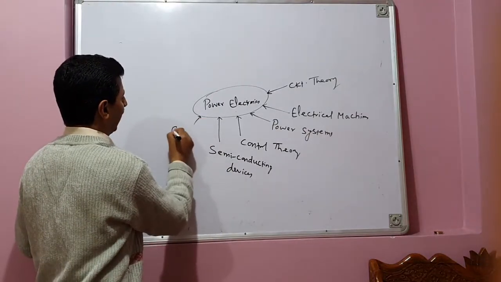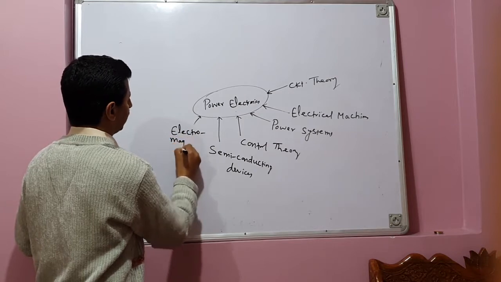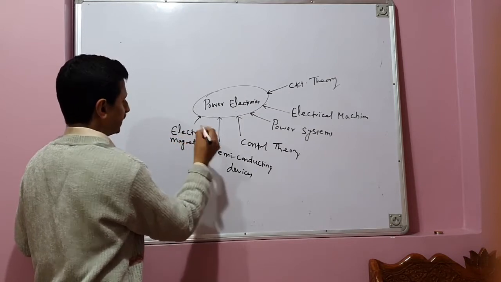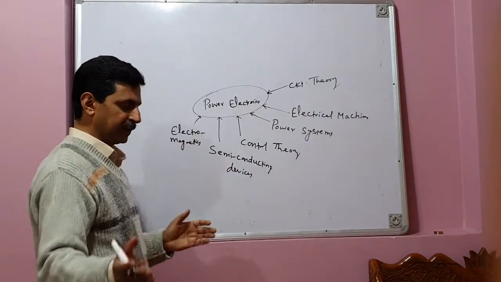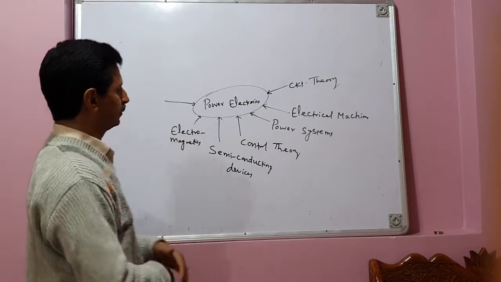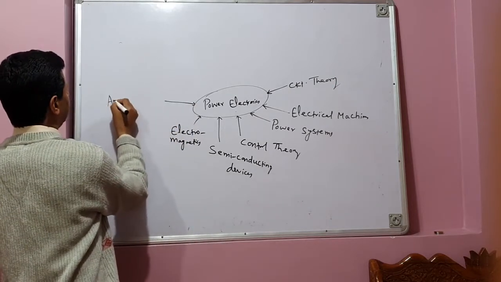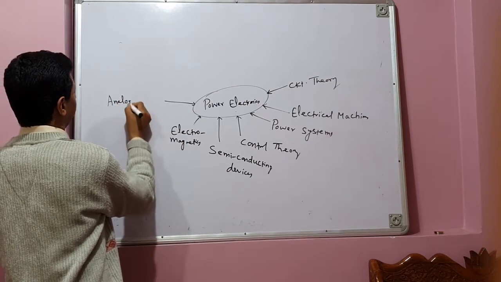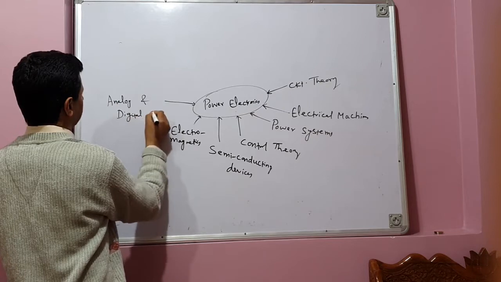And then electromagnetics. You must have some knowledge about electromagnetics, because it is also a part of your power electronics converters operation. Then you must have the knowledge about analog and digital electronics.